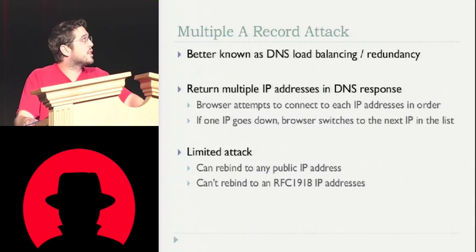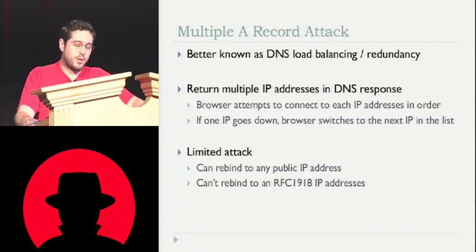I'm going to focus on using the multiple A record attack, which is one variation of DNS rebinding. And if you're not familiar with it, really all it is is DNS load balancing. That's it. You return multiple IP addresses for a DNS lookup. And so pretty much any major site does this. You do a DNS lookup on Google, you get 5 or 6 IPs back.